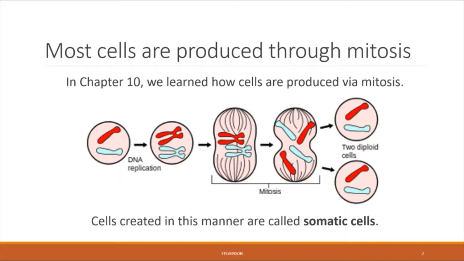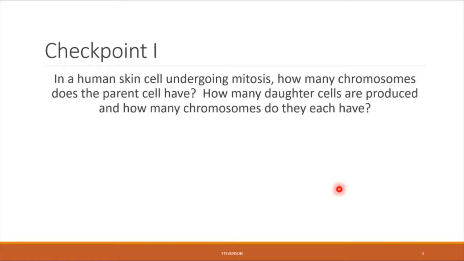But not all cells are somatic cells. And in this chapter, we are going to talk about the type of cell that is an exception to mitosis. But before we do that, let's review with a checkpoint. In human skin cells undergoing mitosis, how many chromosomes does the parent cell have? How many daughter cells are produced, and how many chromosomes do each of those daughter cells have?